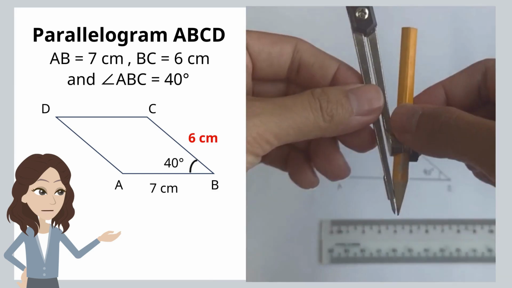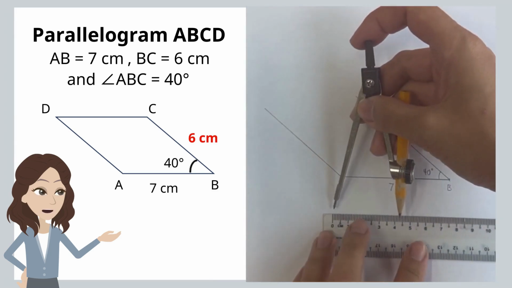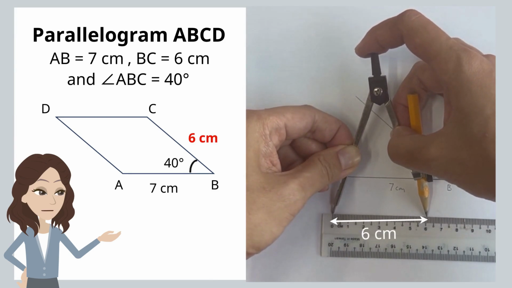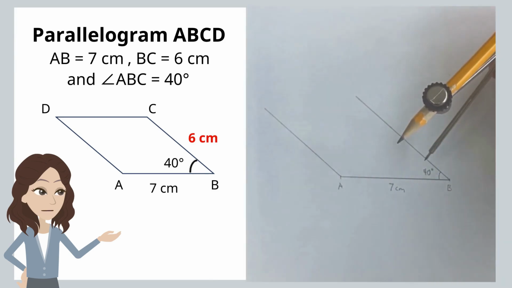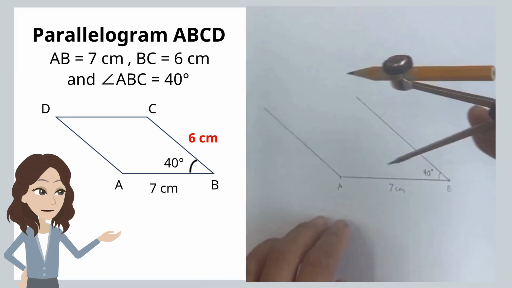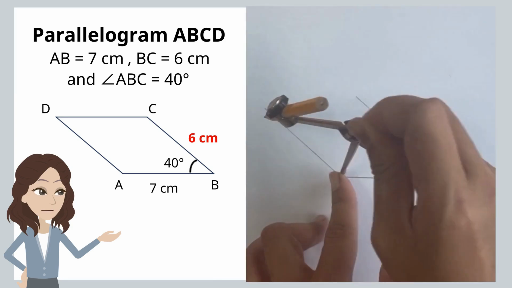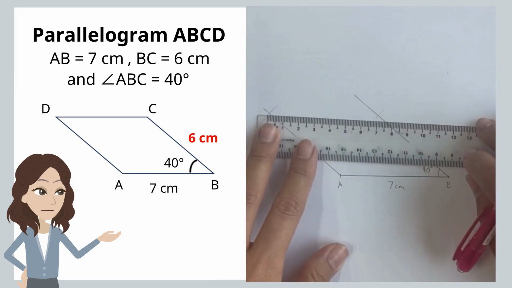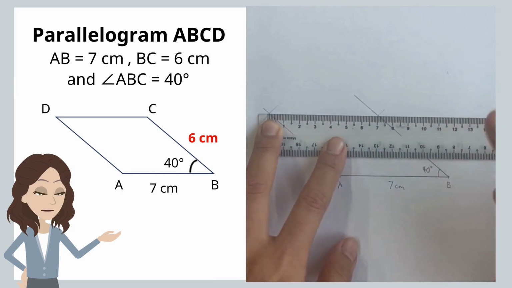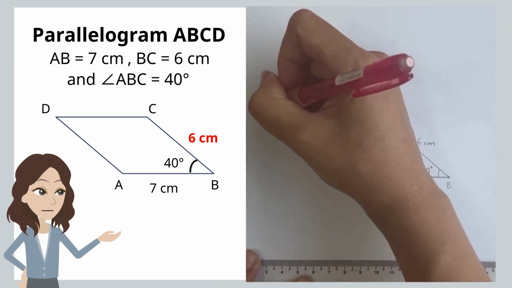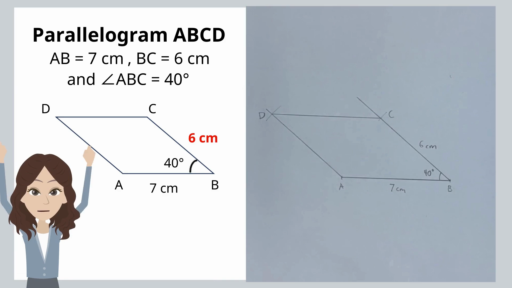Widen the arms of a compass to 6 centimeters and ensure that the arms of the compass are fixed. Draw two arcs that are 6 centimeters away from point B and point A to find points C and D. Lastly, we draw a line joining points C and D to complete the parallelogram. We have constructed parallelogram ABCD.